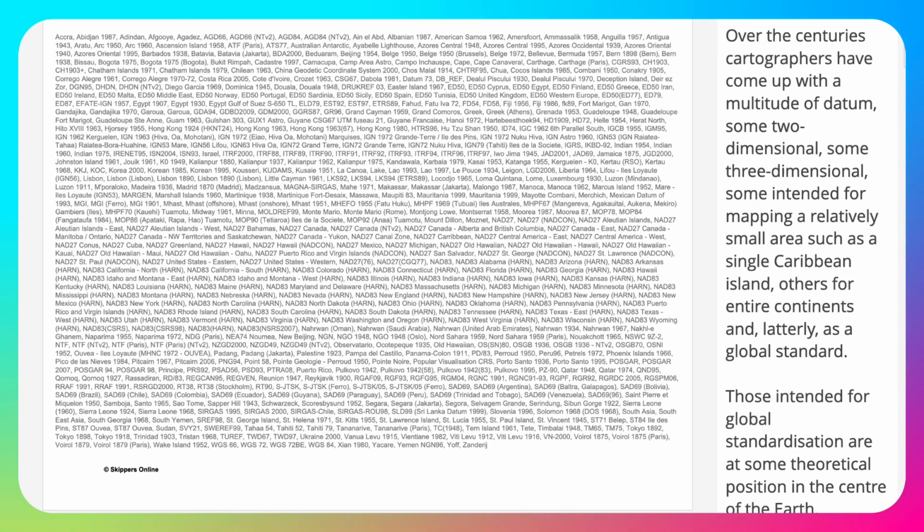Over the centuries, cartographers have come up with a multitude of datums, some two-dimensional, some three-dimensional, some intended for mapping a relatively small area, such as a single Caribbean island, others for entire continents, and, latterly, as a global standard. Those intended for global standardization are at some theoretical position in the center of the Earth.